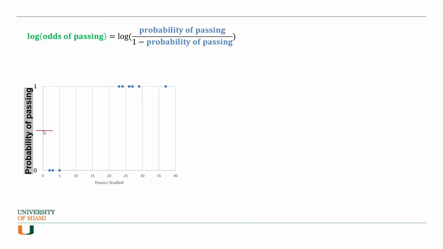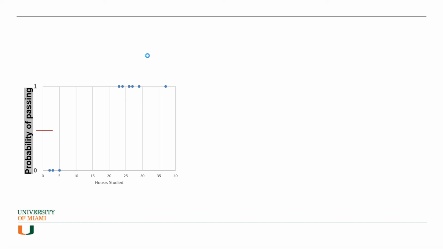So for this point where the probability is 50%, if we plug in the numbers in the formula, we would have a final answer of 0, because the log of 0.5 divided by 1 minus 0.5 is equal to log of 1, which is 0. So we can start this new plot, which we call the log odds of passing, and the equivalent point for 0.5 probability would actually be here, at the point 0.